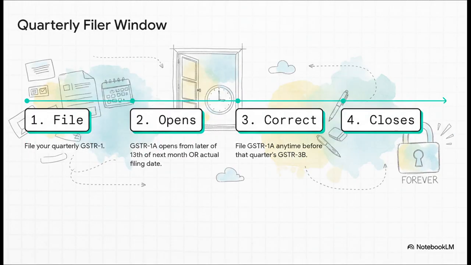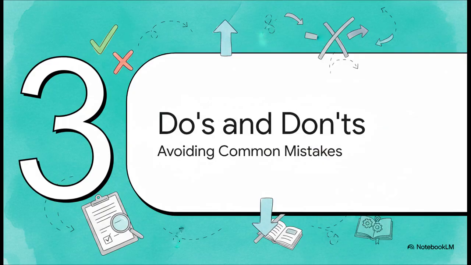And what about those of you on the QRMP scheme filing quarterly? Hey, don't worry, the logic is exactly the same, just the dates are different. After you file that quarterly GSTR-1, the GSTR-1A becomes available from the 13th of the next month or your actual filing date. And just like the monthly folks, that window closes forever for that quarter the moment you file that quarter's GSTR-3B. All right, now that we've got the what and the when, let's get into the most important part of this whole explainer, the critical do's and don'ts. These are the rules that will help you steer clear of some really common and, frankly, costly mistakes.